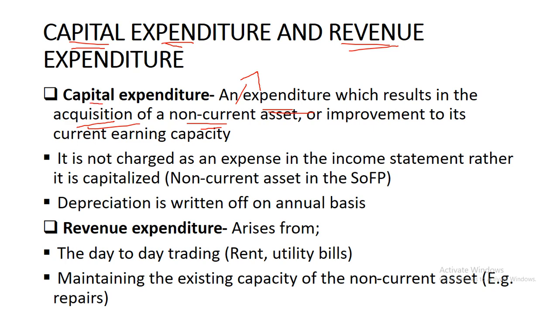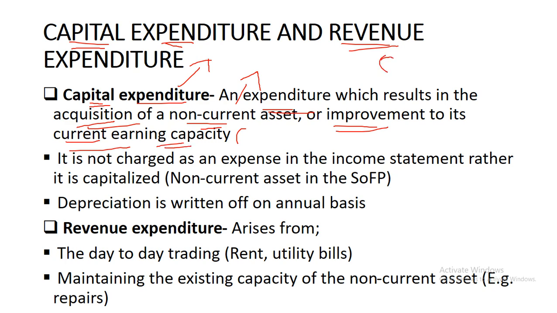So when we buy a non-current asset, for example, a motor vehicle, the other example is a house, maybe an office building, the other example is a computer, the other example can be a plow, and many other items. The money that we spend on buying that non-current asset is what's called a capital expenditure. Capital expenditure also involves spending money on improving the earning capacity of a non-current asset.